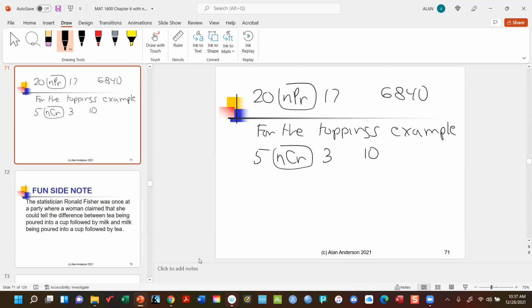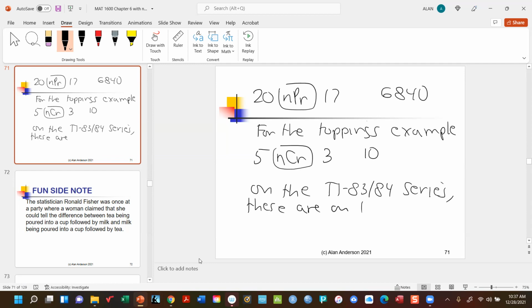On the Texas Instruments calculator, these are found in the same menu. These are on the math probability menu. Hit the math button first, go to the probability submenu, and you'll find them right there.